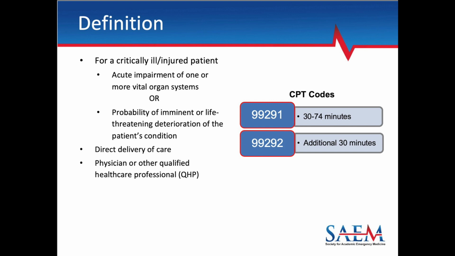This critical care requires direct delivery of on-site care and can be billed by either a physician or other qualified healthcare professional, such as a PA or NP. From a clerical perspective, there are CPT codes that denote that a chart is billed as critical care. 99291 pertains to a chart that is 30 to 74 minutes of duration, and 99292 is billed for each additional 30 minutes of critical care.